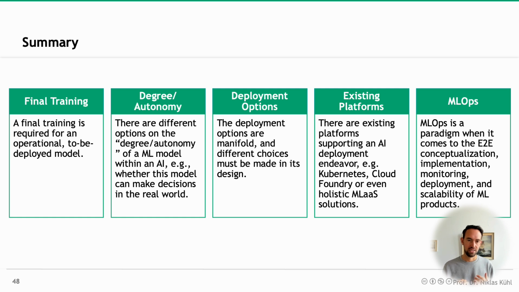Third, you have to think about the deployment options. So there are a bunch of different choices. There's not necessarily a right or wrong, but do you want to use a microservice? If so, what kind of architecture do you want to look at? And then look also at existing platforms that support you in doing that, right? Again, Kubernetes, Cloud Foundry, or even holistic machine learning as a service solutions. And then finally, machine learning operations gives you a paradigm that looks at this entire step of developing, monitoring, deploying your model in an end-to-end process. And that's really the way how it should be done today if you're building ML products.